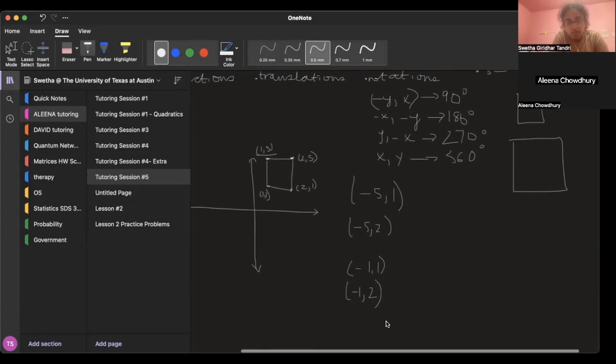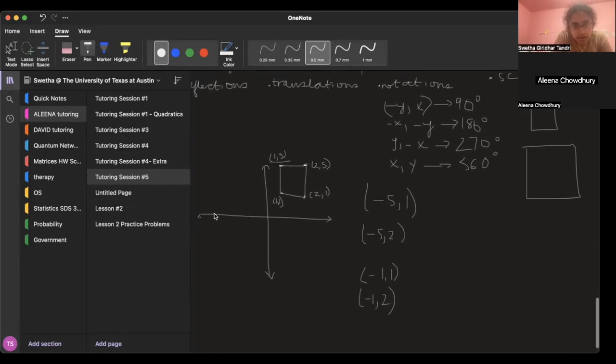We can try to graph this really quick. So negative 5, 1 would be like right here. Negative 5, 2 would be up here. Negative 1, 1 would be down here. Negative 1, 2 would be up here.